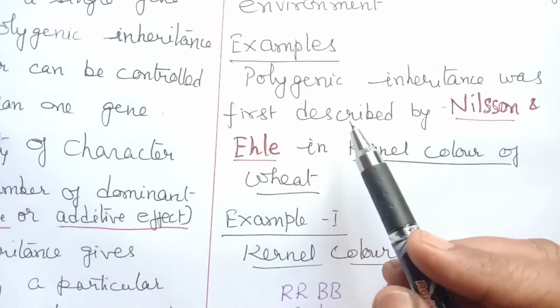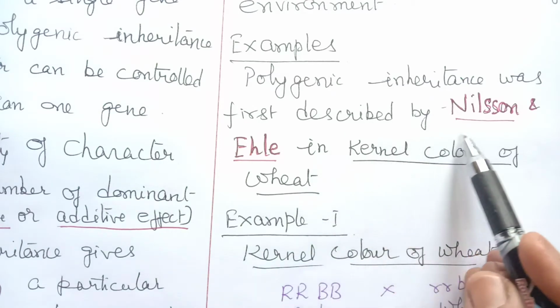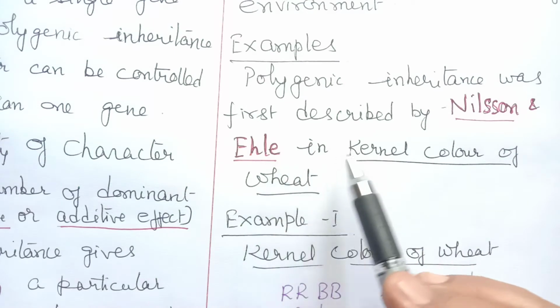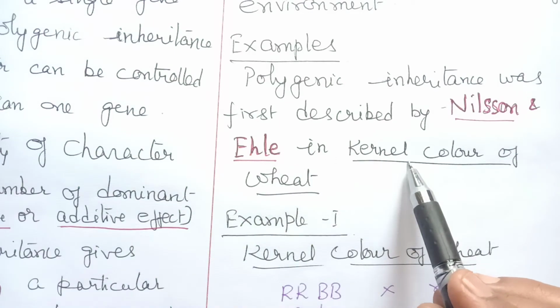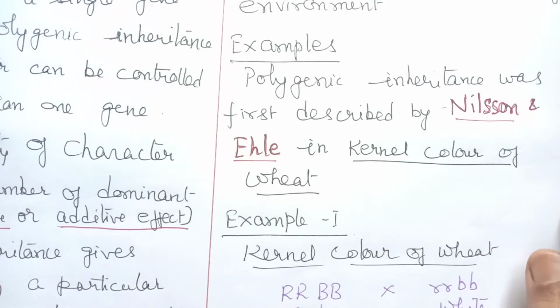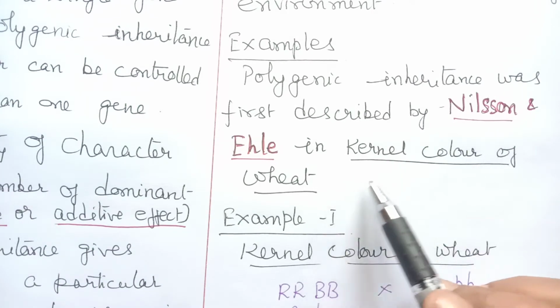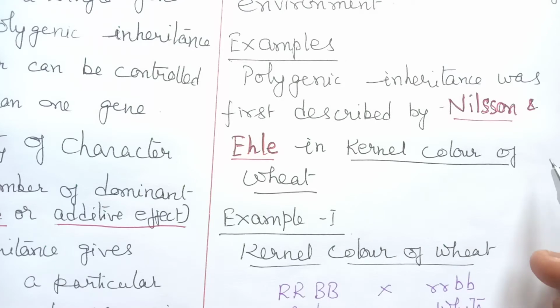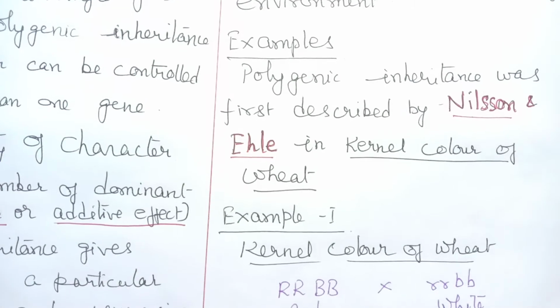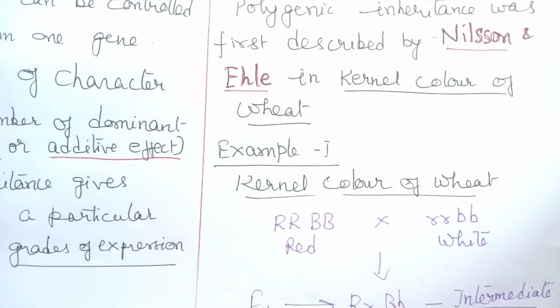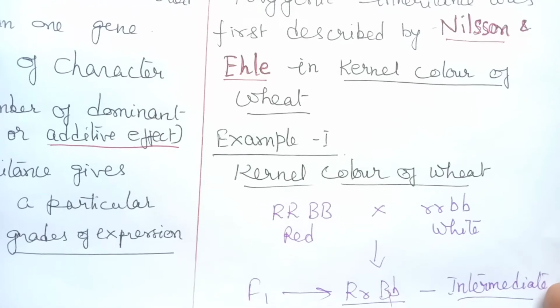The idea of polygenic inheritance was first given by Nilsson-Ehle. They first observed polygenic inheritance in kernel color of wheat. Kernel means the grain, so the color of the grain, the kernel color of wheat. That was the study done to explain polygenic inheritance. So this we will take as a first example, kernel color of wheat.